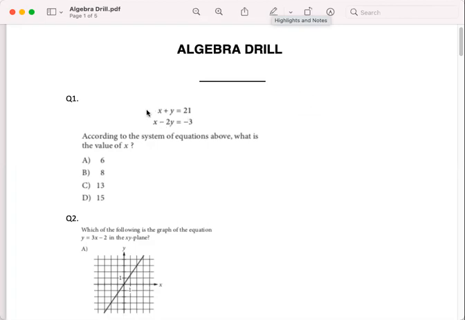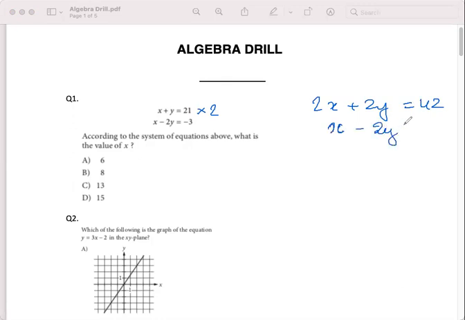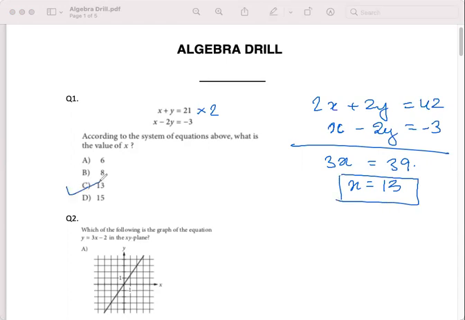Okay, so I need to find x. So I'm going to multiply the first equation by 2. So I get 2x plus 2y is 42. The second equation is x minus 2y is negative 3. And then I'm just going to add the two equations. So I get 3x is 39. So x will be 13. So that would be option C.